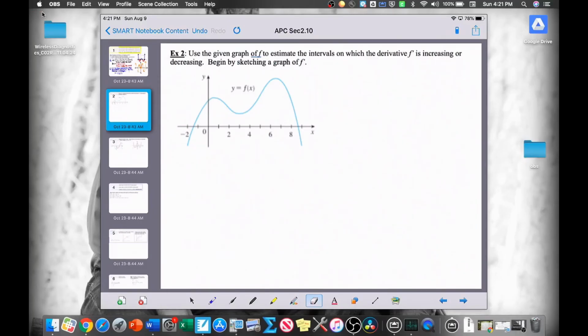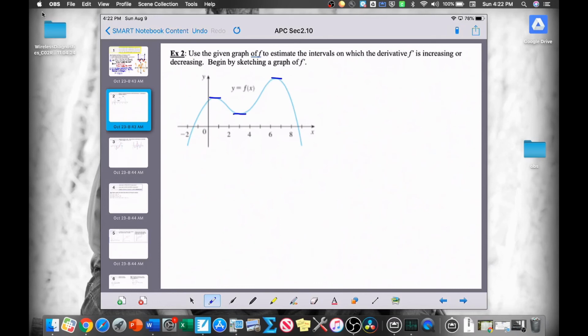Example 2 says to use the given graph of the function f to estimate the intervals on which the derivative f prime is increasing or decreasing. Begin by sketching a graph of f prime. All right, well, the first thing that we want to think about if we want to sketch a graph of the derivative is we want to look at locations where our slope is 0 on our original function. And so we have a 0 slope here, a 0 slope here, and a 0 slope here.